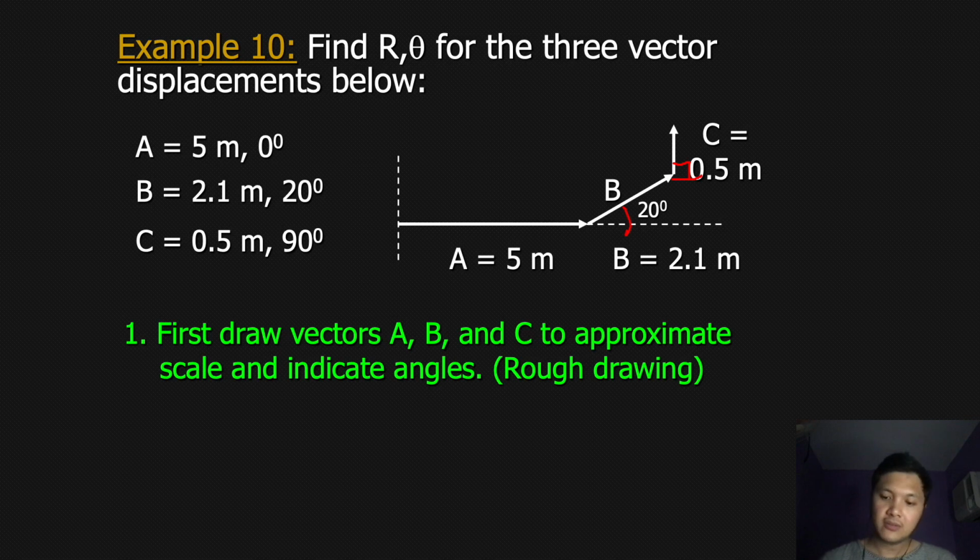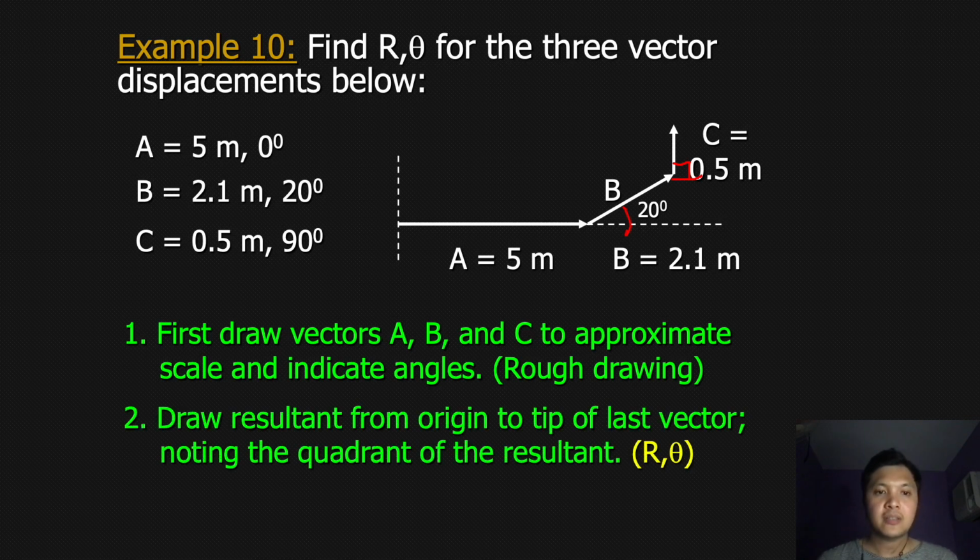So this is just a rough drawing. So draw the resultant from origin to tip of the last vector, noting the quadrant of the resultant and theta. So now we will start from this, and then we should end here. So here's the resultant vector. R is the length or the magnitude of this vector, while theta is the angle between this x-axis and this vector.